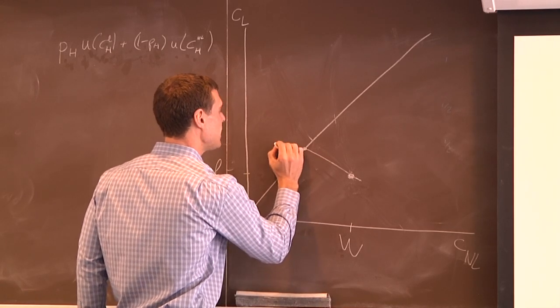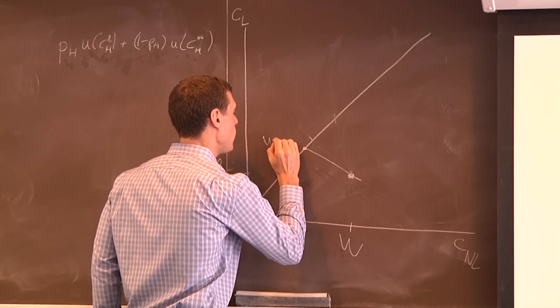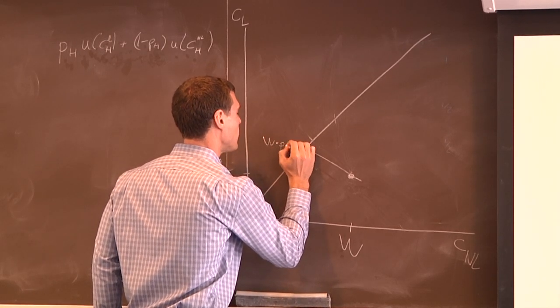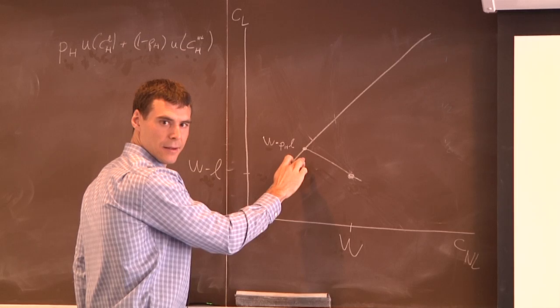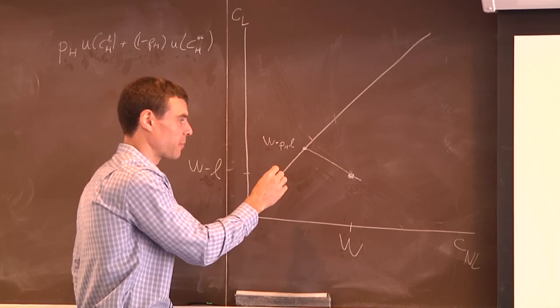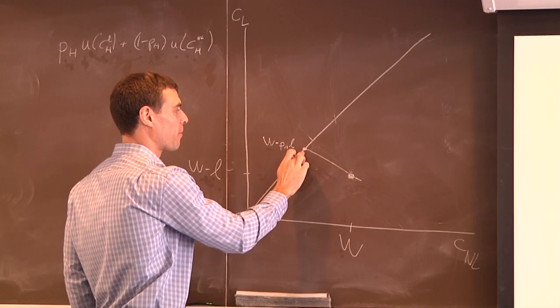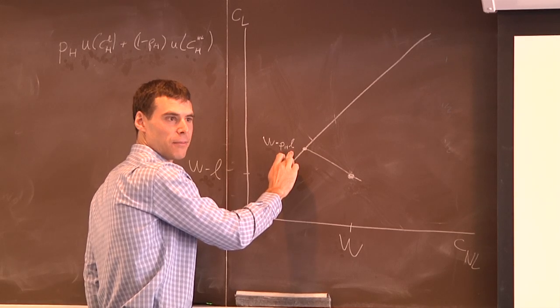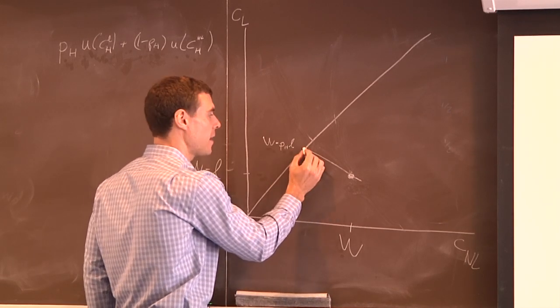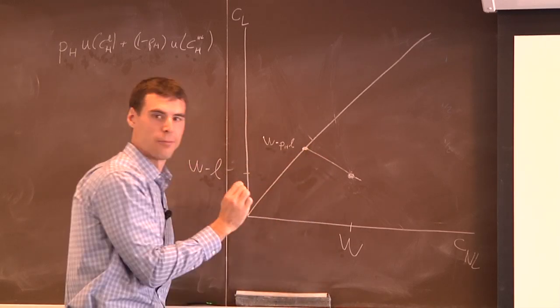And what is this point? This is just going to be W minus PH times the size of the financial loss in both states of the world. So it's like a full insurance contract where you trade your risky endowment for a full insurance contract where you consume your actuarially fair consumption in both states of the world. Okay? We're going to call that the first point.